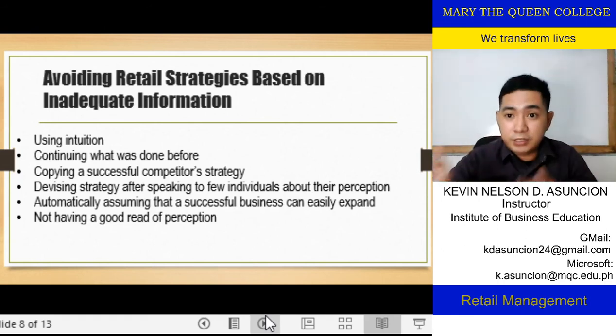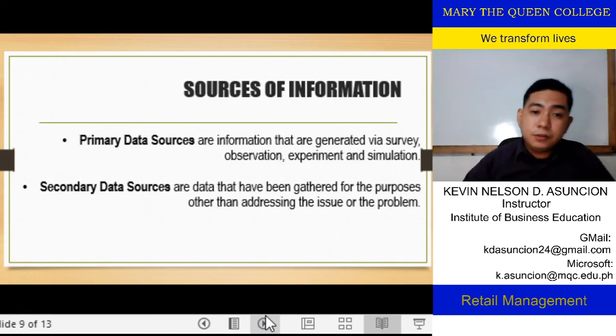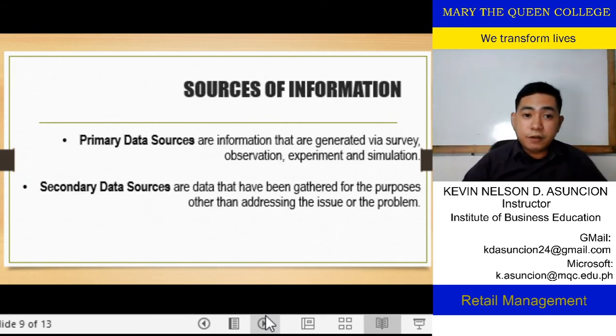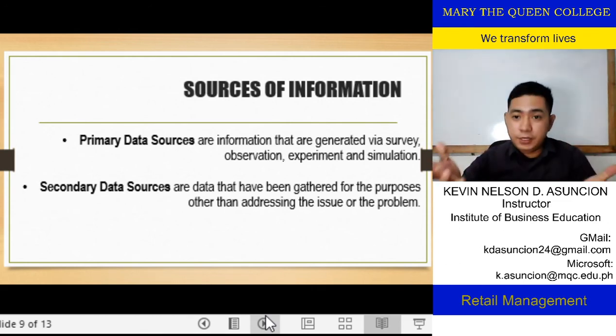So what do we need to do now? Now, those are their strategies. Okay, so where do you get your source of information? You have a primary data source and secondary data source. No? Primary data sources are information that is generated via survey, observation, experiment, and simulation. These are first-hand information. Those are your primary data sources.